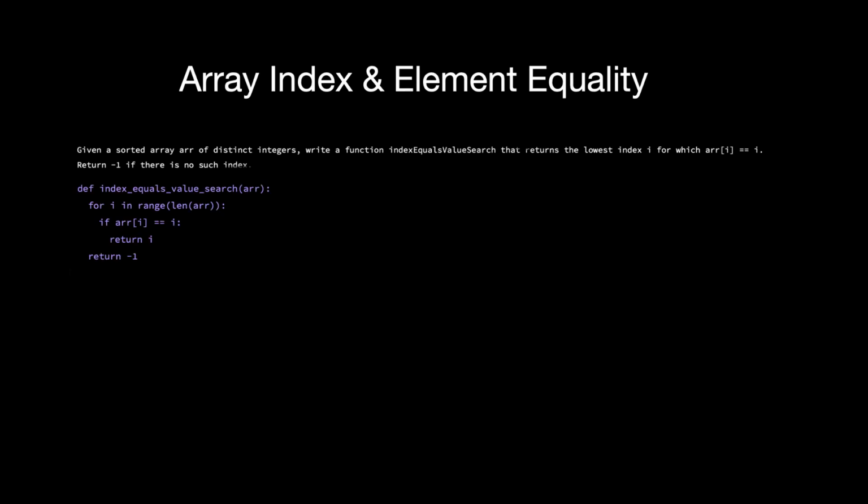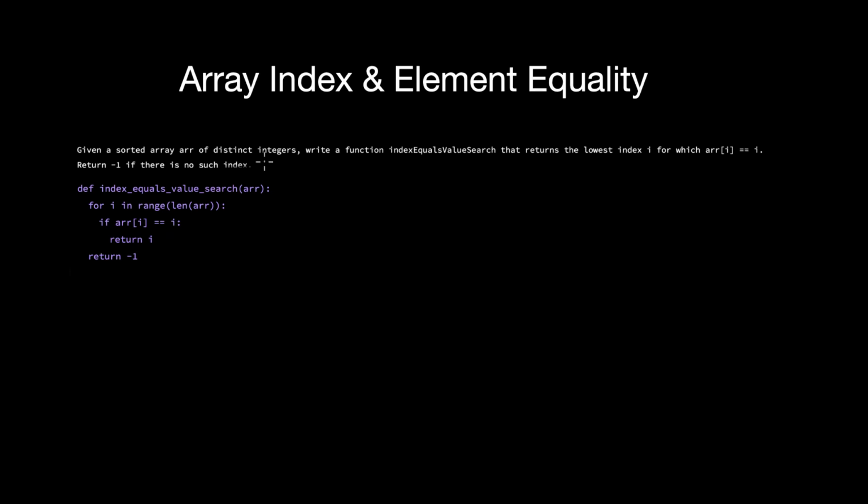So here is solution 1. If we take a look at this, it's a simple for loop. It's going to loop through the array, and then it's going to do our check. Does the value at that index equal the index itself? If so, we're going to return the index I. And if we go through the entire thing, we're going to return -1.